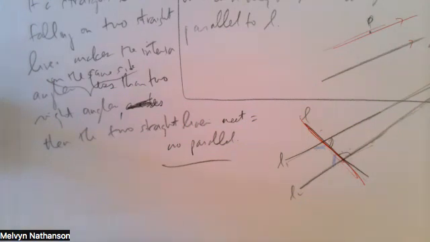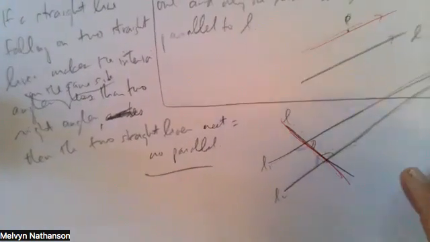That's the fifth postulate. And for 2,000 years, people wondered whether this postulate was really necessary or whether it was actually a theorem that could be proved from the other postulates that Euclid gave. And it took 2,000 years or more to answer that question.